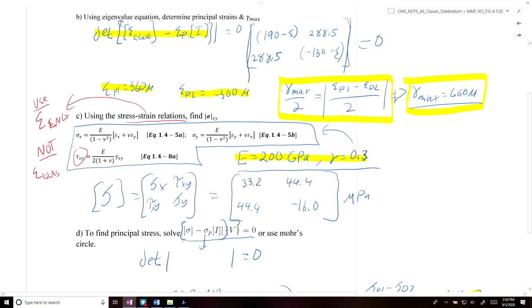So just be conscious about that. If you're using the stress strain relationships, you need to use the engineering strain matrix. If you're finding the principal strains, you need to be using epsilon elasticity.